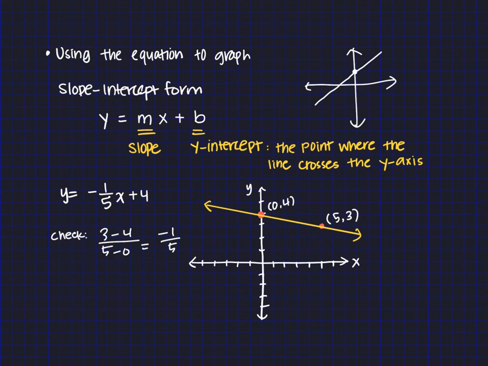When you're working with this, if your equation is not in the form of slope-intercept form, so y equals mx plus b, you'll have to change it into slope-intercept form first, and then you'll be able to graph it.